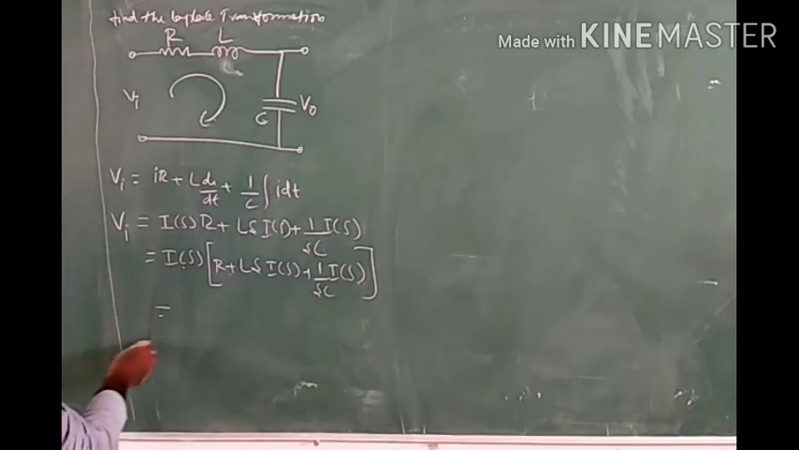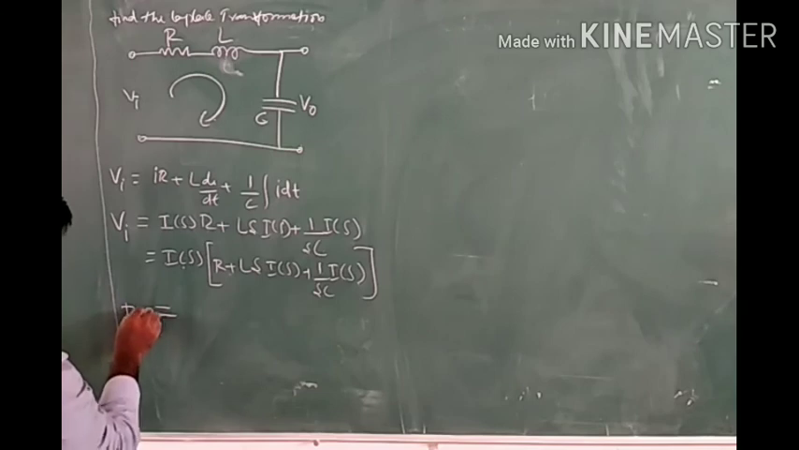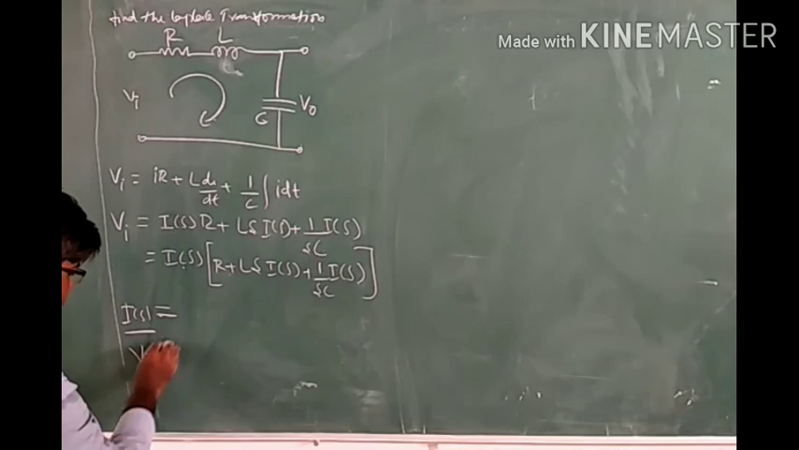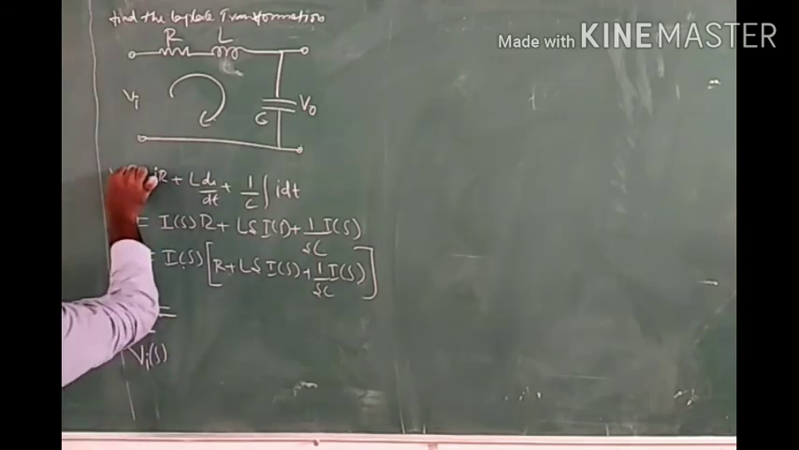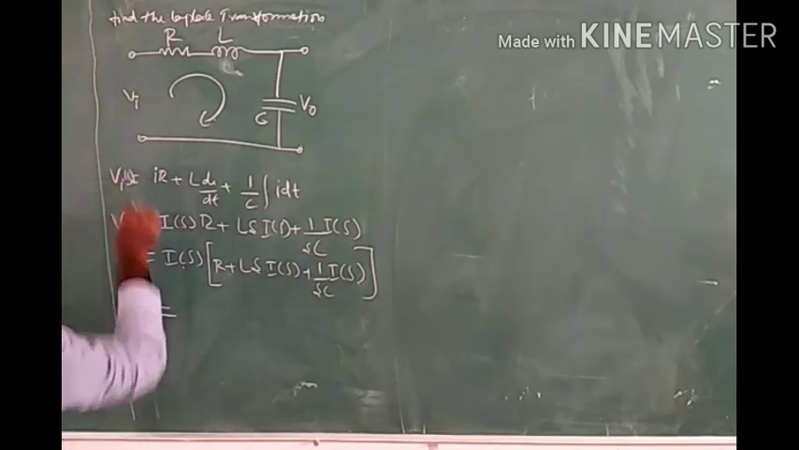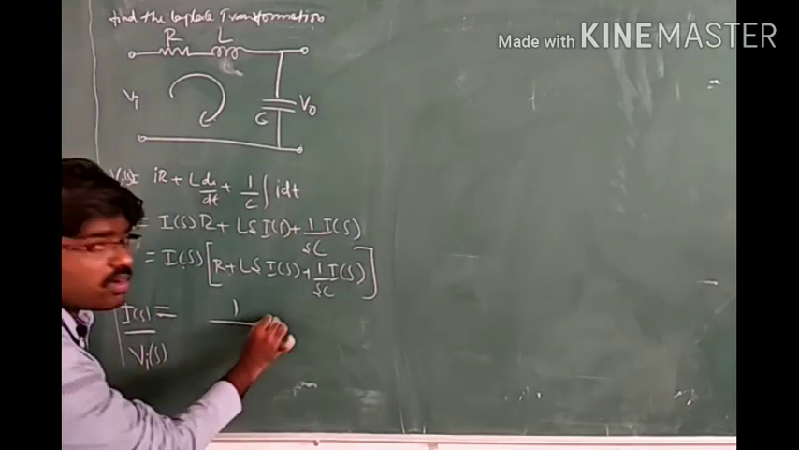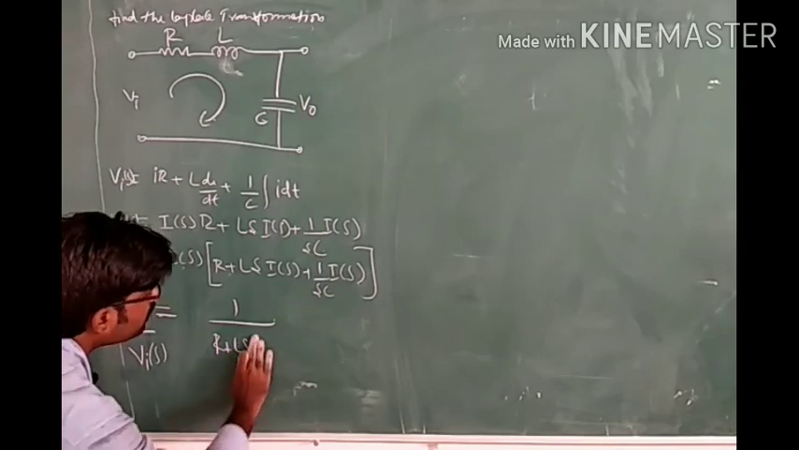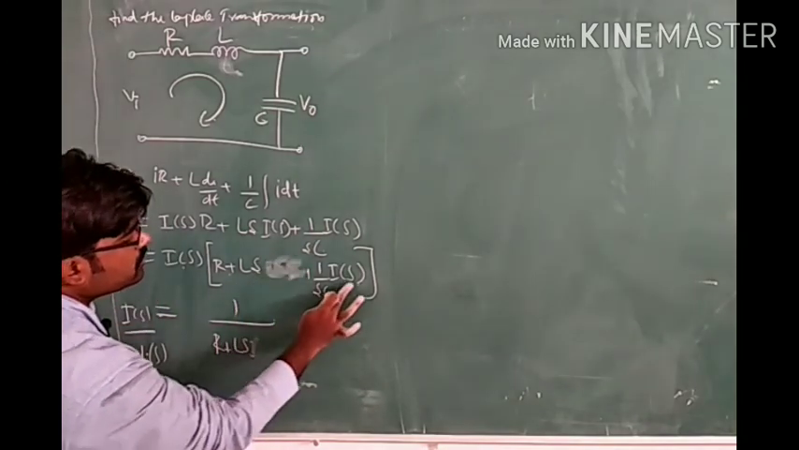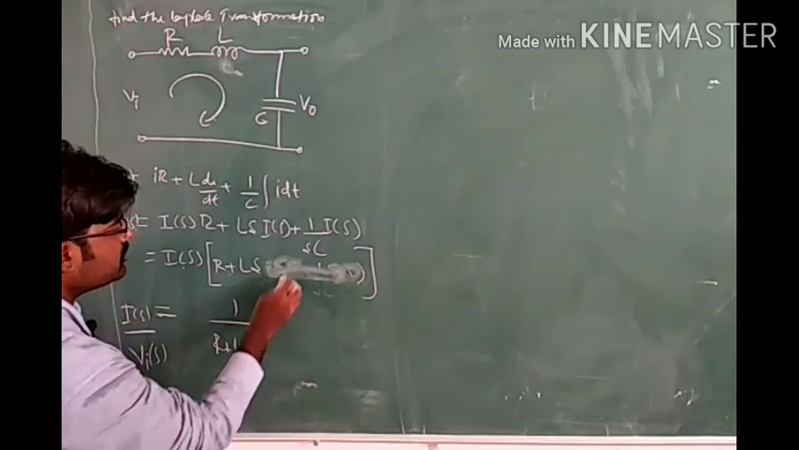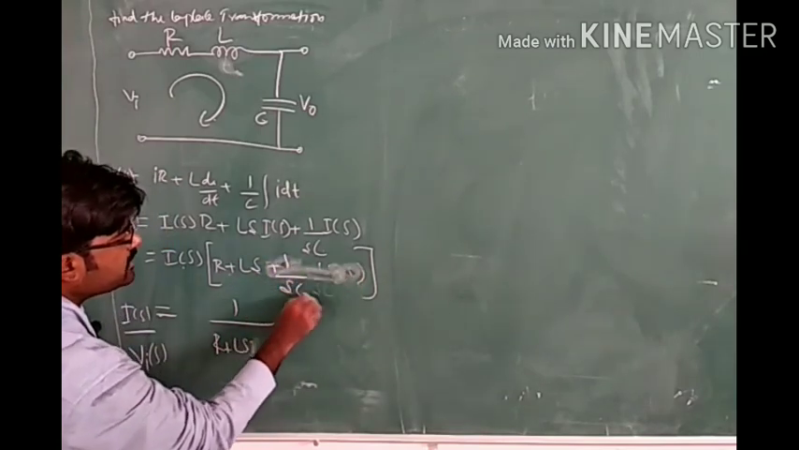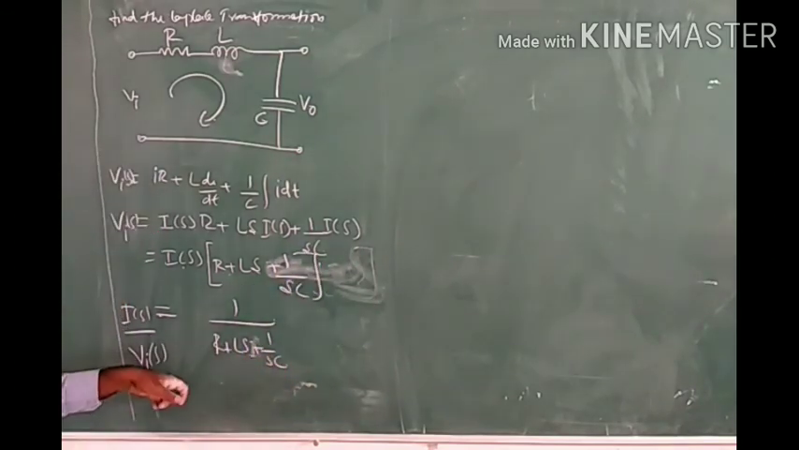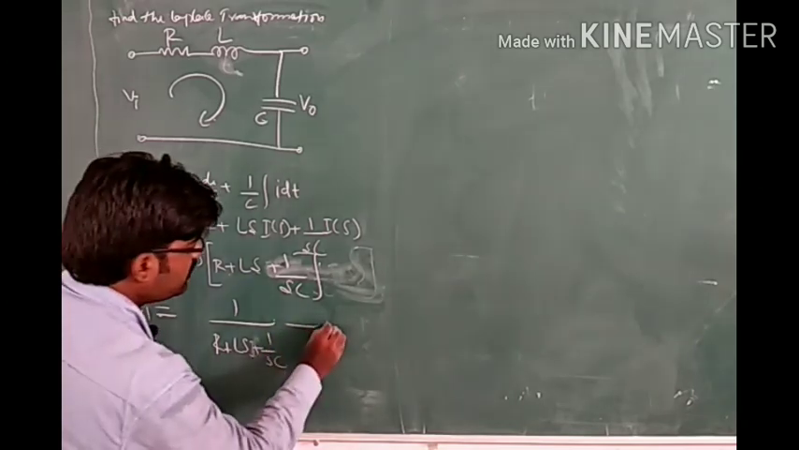Then take this I of S on the left hand side and write the equation in terms of I of S divided by Vi of S, because in Laplace transformation it becomes Vi of S. Then this equation becomes 1 divided by R plus Ls plus 1 divided by SC, since we have taken I of S common. This is the equation we get, call it equation number 1.